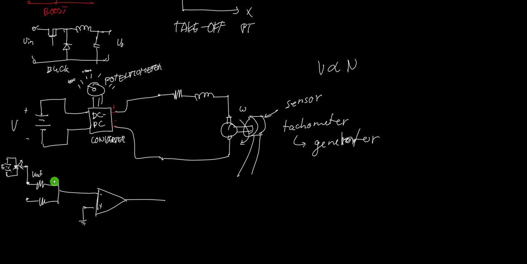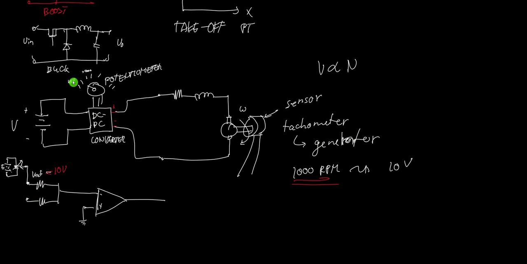Let's say the tachometer is a sensor where a speed of 1000 RPM is equivalent to 10 volts. The output voltage of the tachometer should be 10 volts. So I adjust the potentiometer until it becomes 10 volts, because I want 1000 RPM. I need a voltage here that is exactly equal to 10 volts. Why? So that my speed is exactly 1000 RPM.